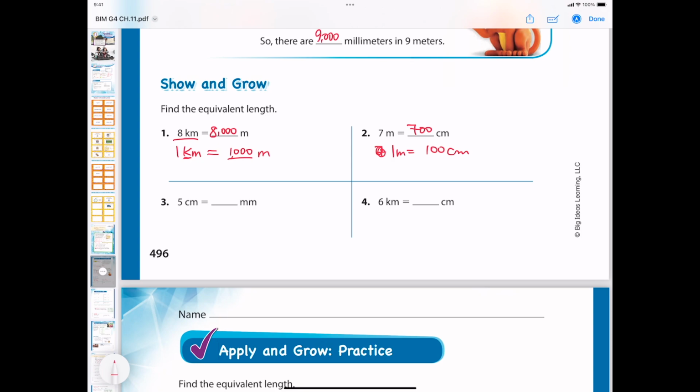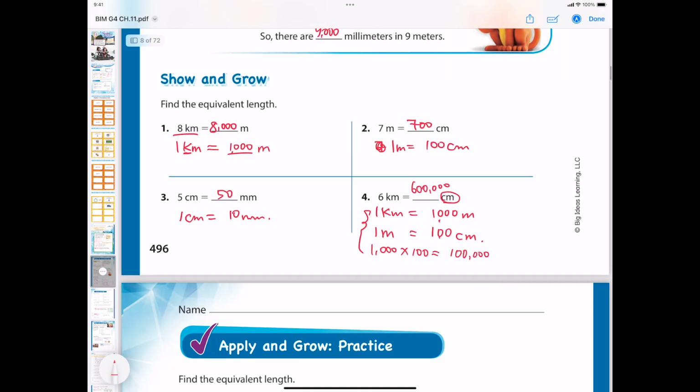So 5 centimeters. 1 centimeter is equal to 10 millimeters. So 10 times 5 is 50 millimeters. And 6 kilometers: 1 kilometer is equal to 1,000 meters. But we need to convert that into centimeters, right? And 1 meter is equal to 100 centimeters. So 1,000 times 100 is 100,000. Times 6 is 600,000 centimeters. So you need to understand how you can convert that into a smaller measuring unit.